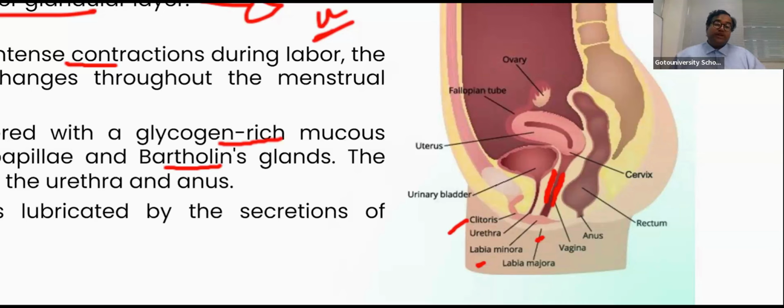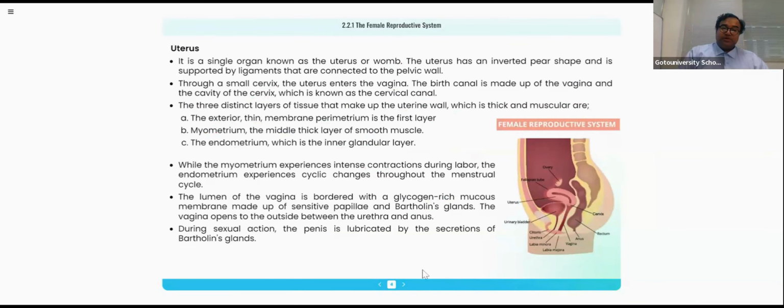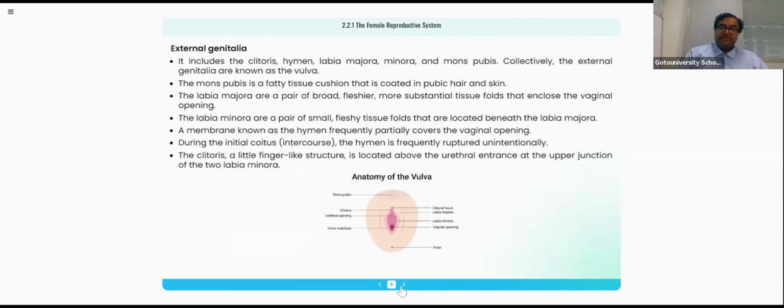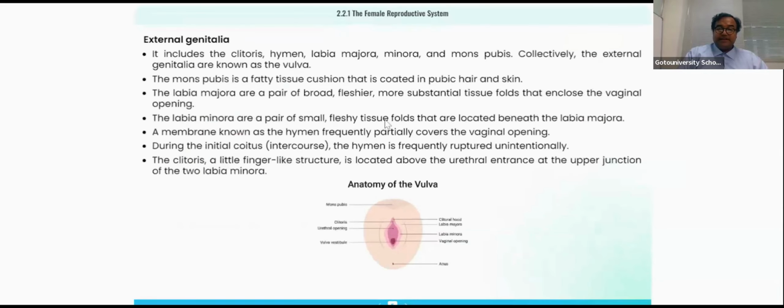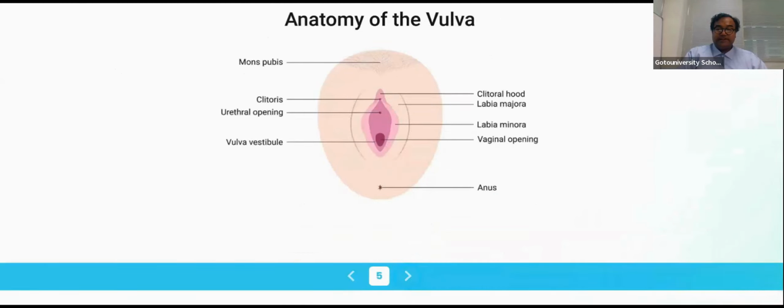So we already told you a number of times the vagina is opening between the urethra and the anus, right? So this is a major information you are supposed to know, right? So any one of you having any doubt up to this point, please let me know. So now we are coming to the next major segment, external genitalia. The picture is given very nicely for you for better understanding.